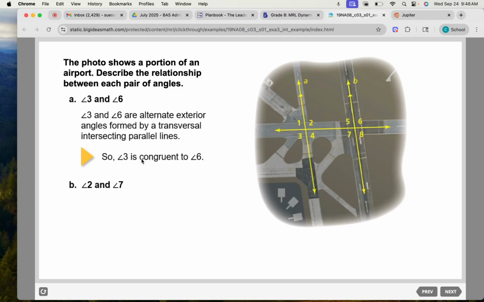All right. So now let's look at 2 and 7. Oh, they're also congruent because they're alternate exterior. Yeah, just put the word congruent. I just want to know all the things. So just put alternate exterior angles, congruent.